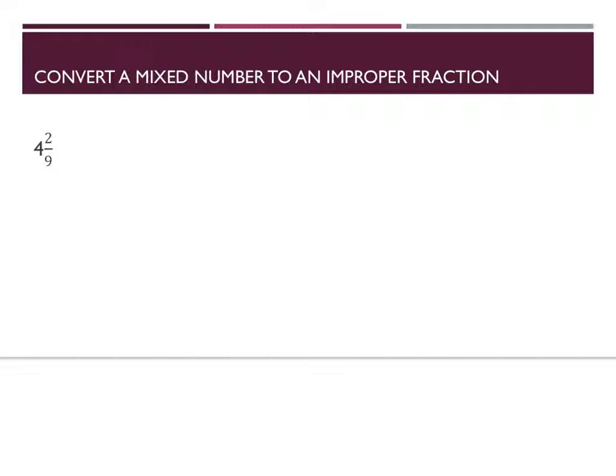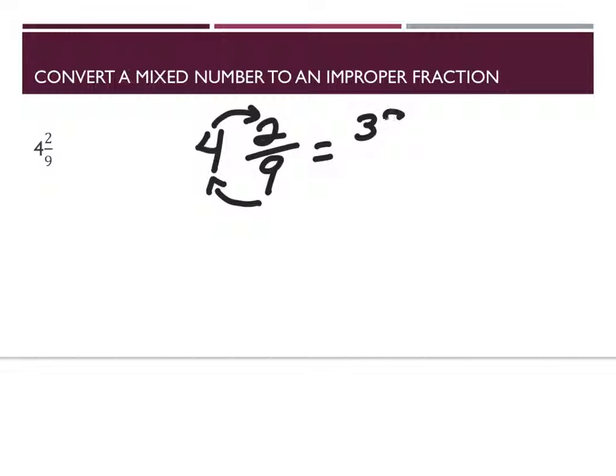4 2/9. So again, I'm going to make it a little bigger. We start with a 9. 9 times 4, if you need your calculator, is 36. Over the top we add 36 plus 2 is 38. Keep the denominator.